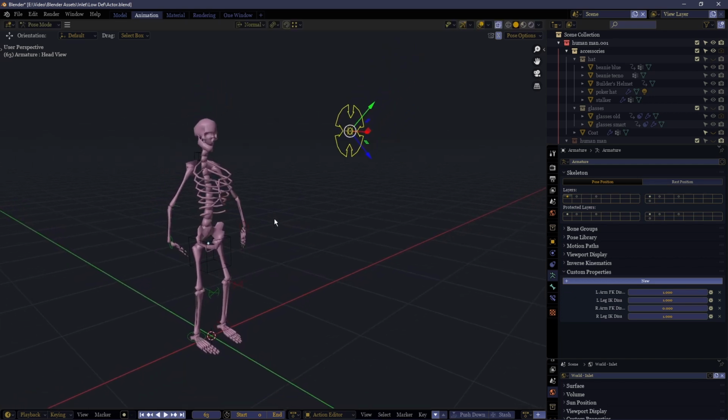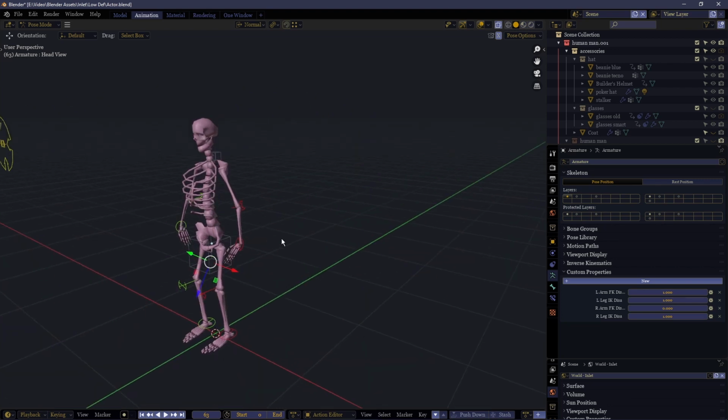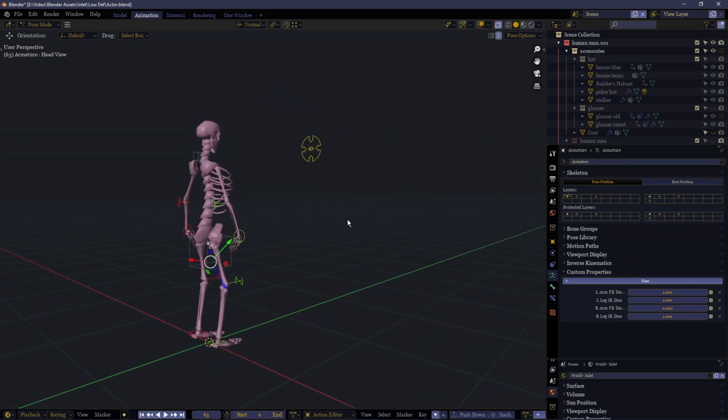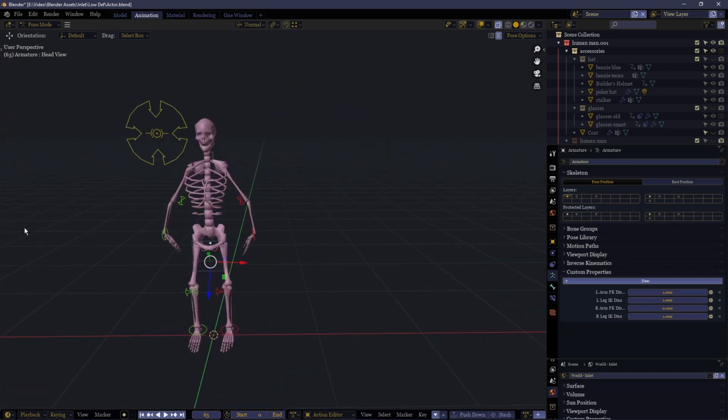With that, that's all the bones and little hidden features of this rig system. Hopefully they're useful to you. Hopefully they give you enough versatility to do what you need to do.